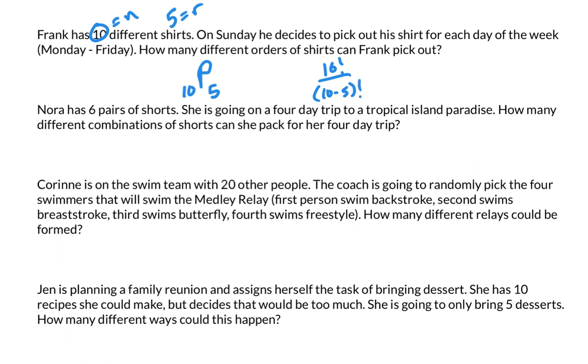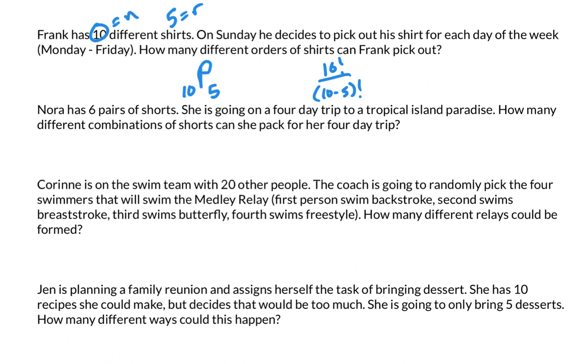If you were just using factorial, you'd do 10 factorial over 10 minus 5 factorial. All right, Nora has 6 pairs of shorts. She's going on a 4-day trip to a tropical island paradise. How many different combinations of shorts can she pack? Well, here we haven't been told that she's wearing them on certain days. It's just, okay, she's got 6 pairs. She's picking 4 to throw in her suitcase.